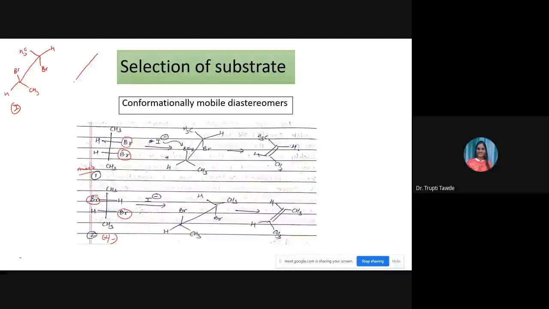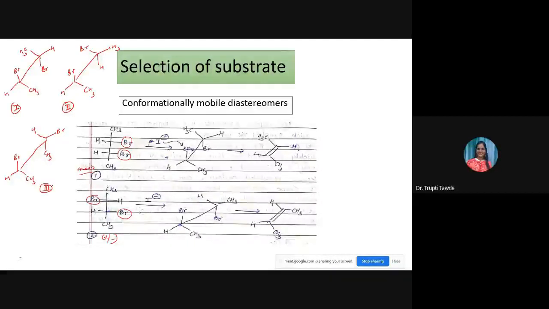Second structure, I'm keeping the front carbon as it is, H, CH3. The back I'm changing: here Br will come, here CH3 will come and here H will come. This is the second one. Or third possibility, this one. CH3 will be down, H here and bromine here. Okay, so these are the three conformations.